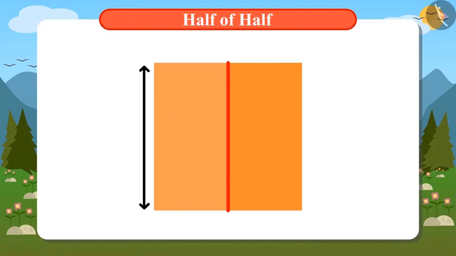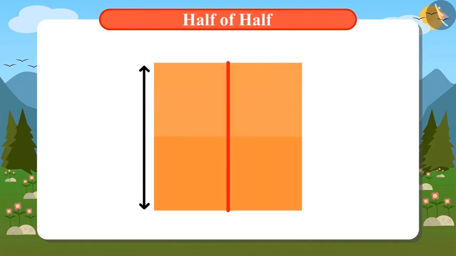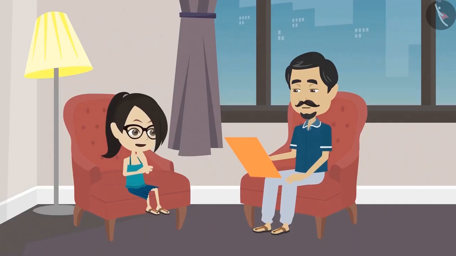But we can divide it from the long side too. Look, to divide it into half, we have to draw a line like this. Now Vandana, tell me if this part is 1/4 or not. This is also half of half. So this is also a 1/4 part. That means this field can be divided into 4 equal parts in 2 ways.